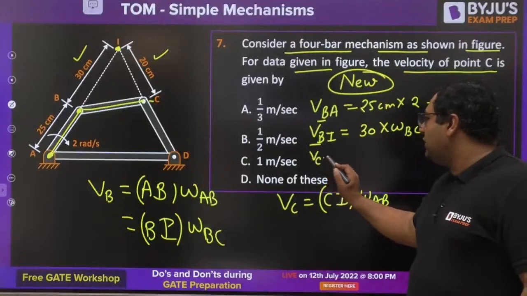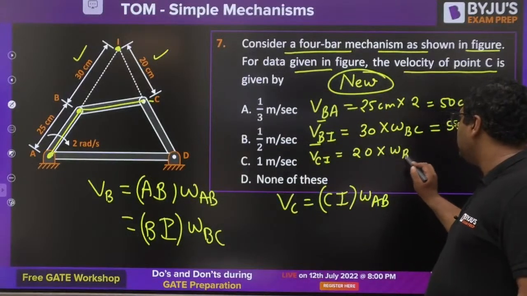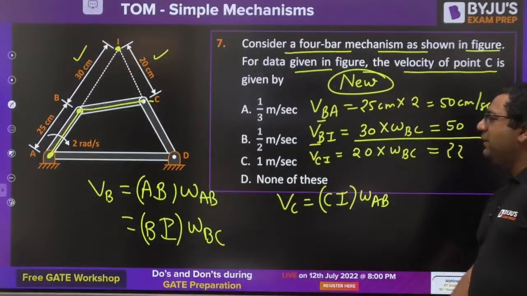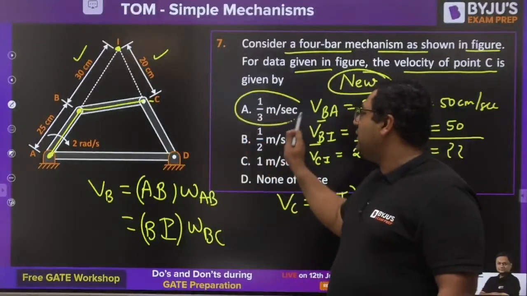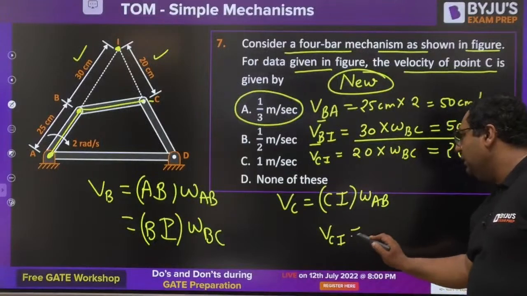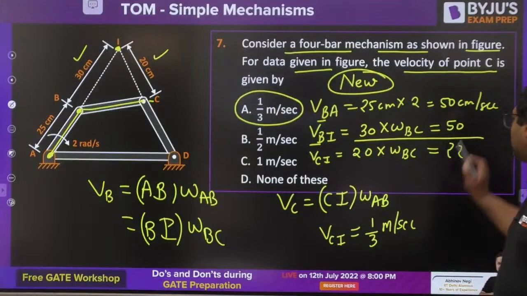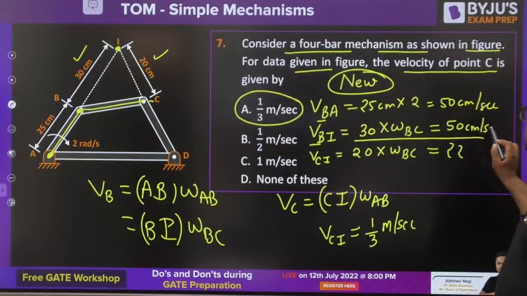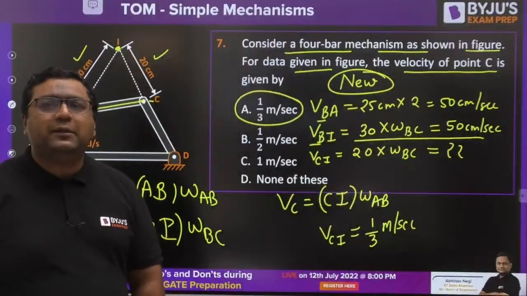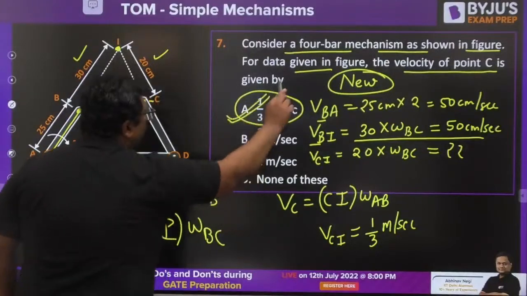Then my dear, velocity of C can be written as CI into omega BC, that is 20 into omega BC. So that we need to find out. Just take the ratio. You will be getting the answer to be 1/3 meter per second. So you will get velocity of C is 1/3 meter per second. Okay, mind it, this is centimeter per second, so you need to divide it with 100 to get it in meter per second. Very good guys, मजा ही आ गया. So answer for this is A finally.